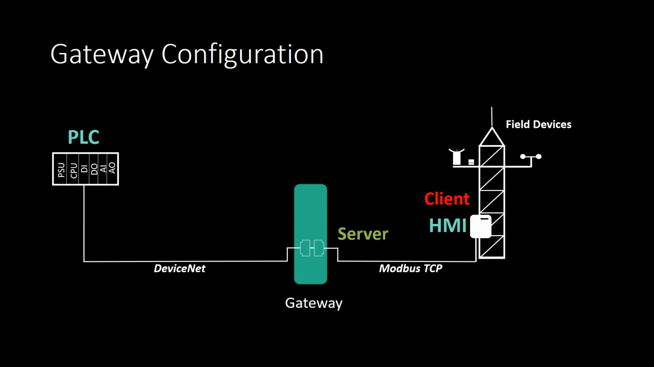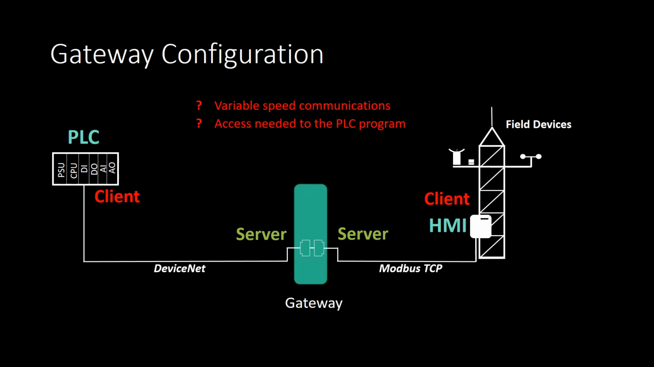If the PLC side of the gateway is also configured as a server, this means the PLC will act as a client. What this means in practice is that the PLC will need to wait until any other I/O messages are processed until it can deal with the client server data. This may not be a problem if a very fast update speed is not required. Configuring the PLC as a client will also mean that access will be needed to the PLC program. This is not always possible or desirable for all controllers.